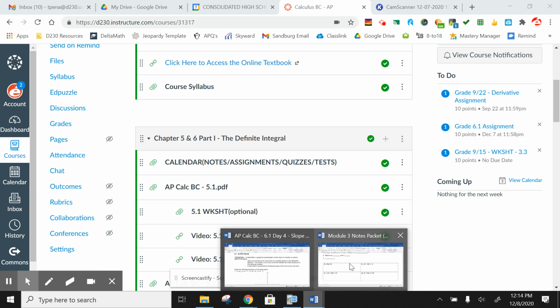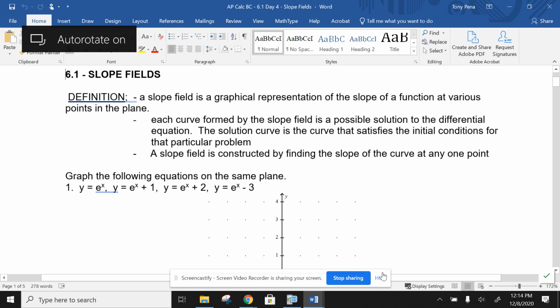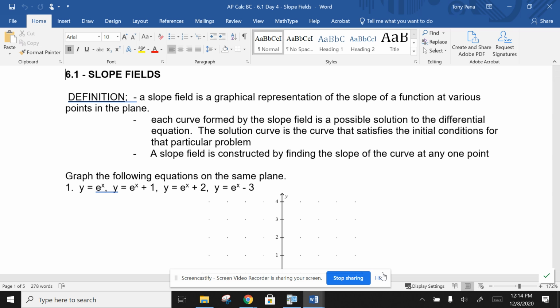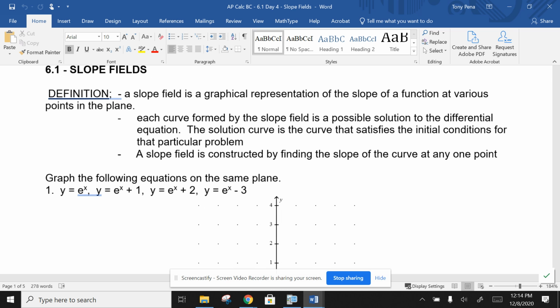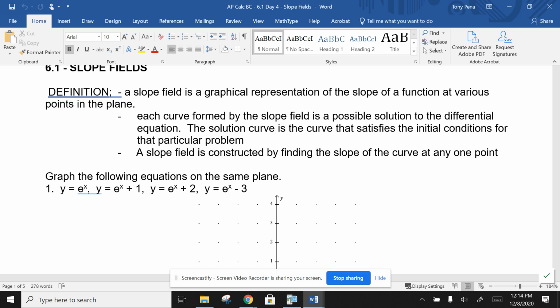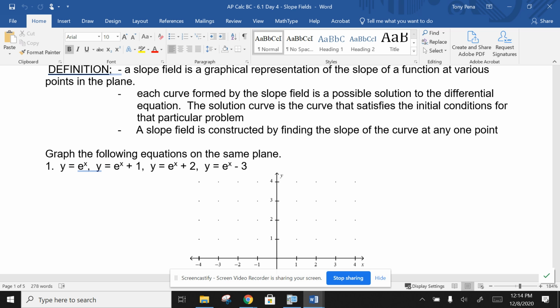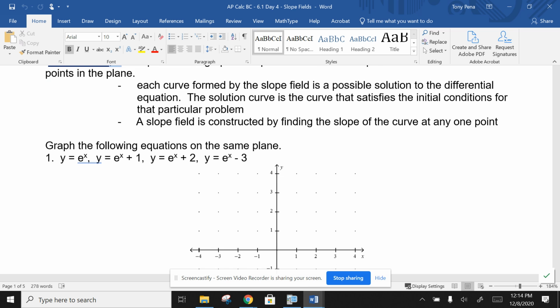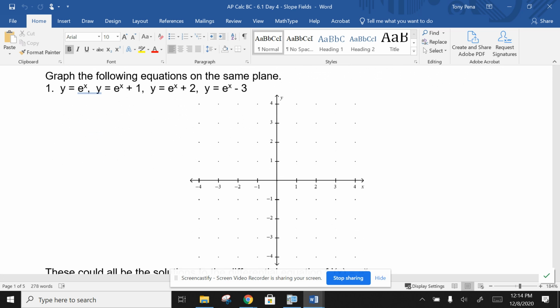All right, so today we're assessing slope fields. People usually love this. It's something they really get excited about. So hopefully you're super excited. It says a slope field is a graphical representation of the slope of a function at various points in the plane. Each curve formed by the slope field is a possible solution of the differential equation. The solution curve is a curve that passes through, so on and so forth. The slope field is constructed by finding the slope of a curve at any point. We can read all those bullets. It's not going to make a lot of sense until you see them and until we do them.